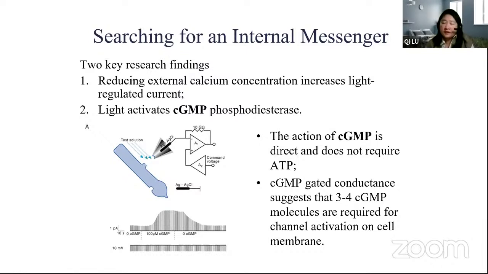The CNG channel is a tetramer, so it is composed of 4 subunits, and each one is required to bind a cyclic GMP to cause the whole channel to open. So the cyclic GMP-gated conductance suggests that at least 3 to 4 cyclic GMP bindings are required. Then the channel can be activated.